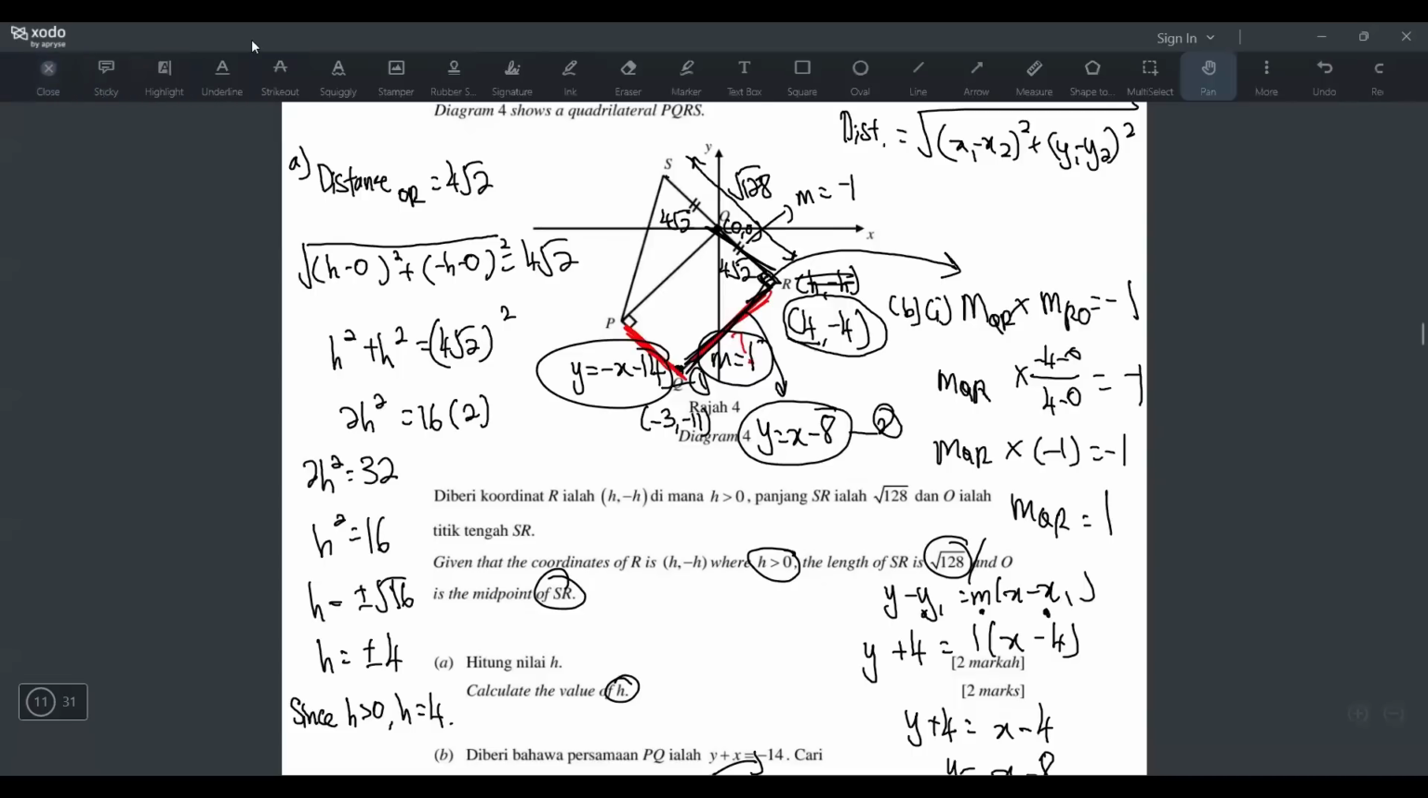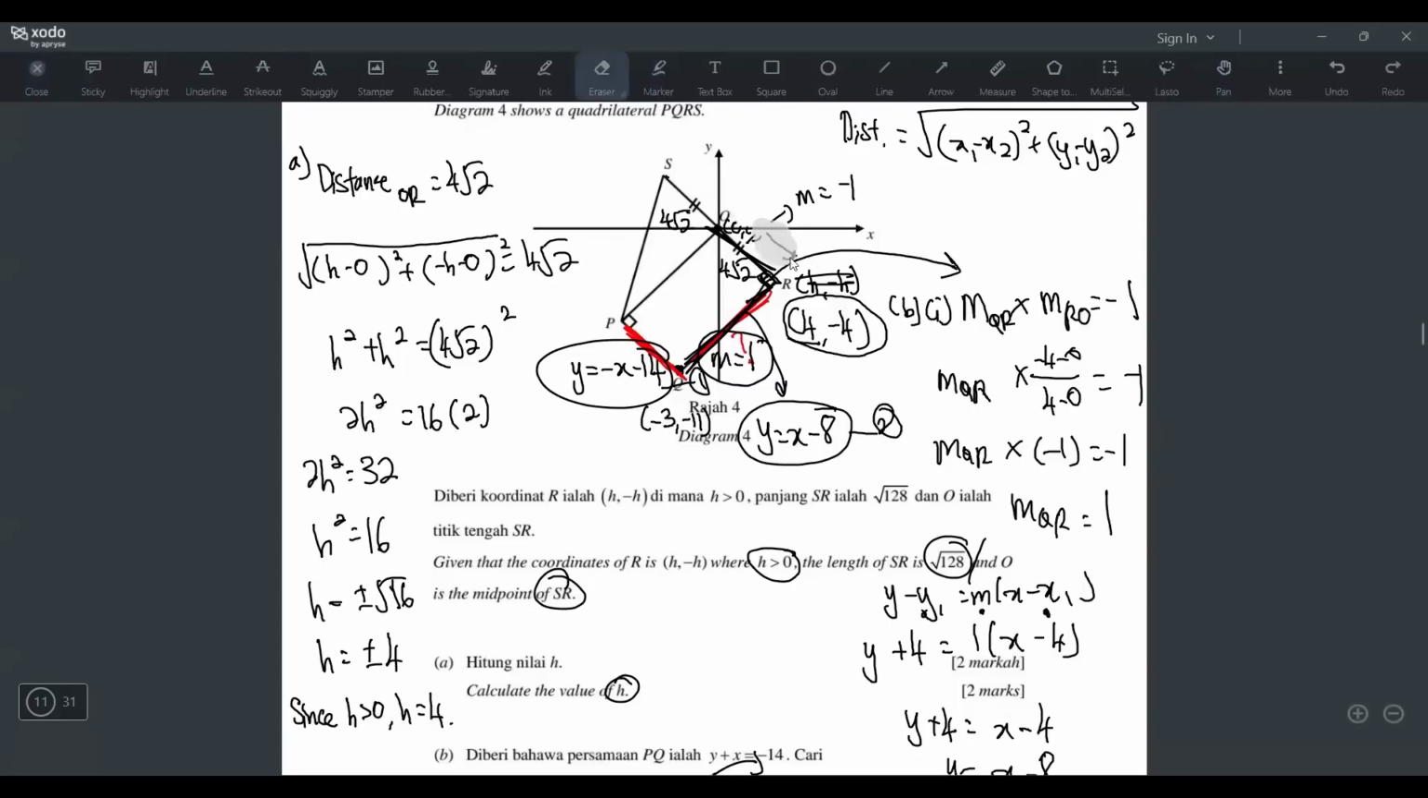All right, I will erase some lines. Okay, I'll erase some lines. Okay, so I'll erase this also. Okay, this one I'll erase also.